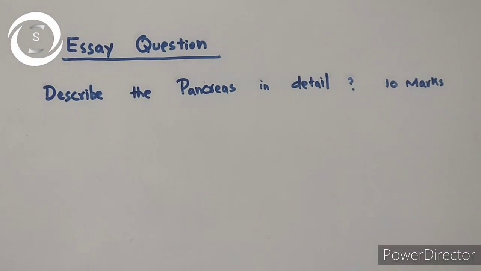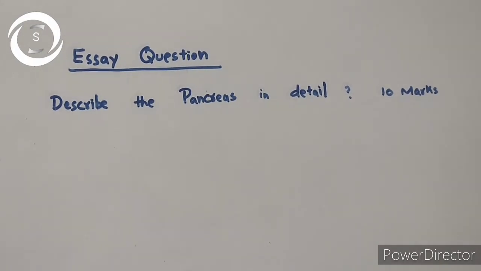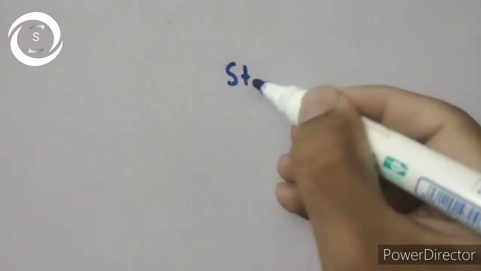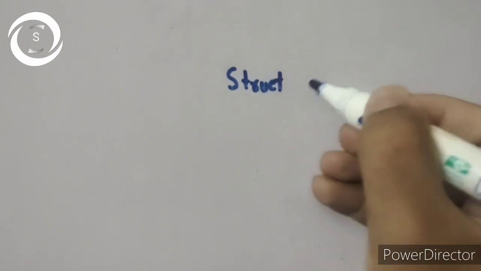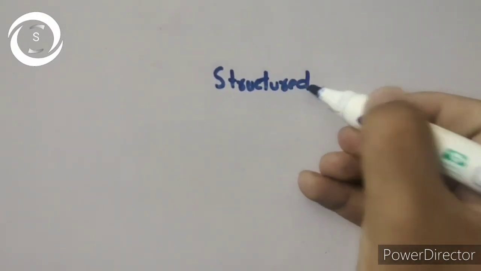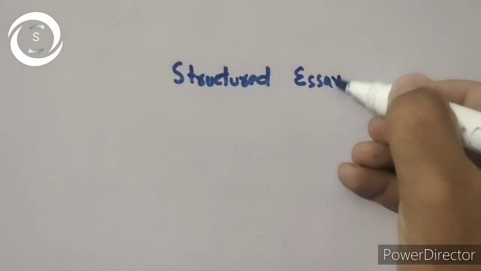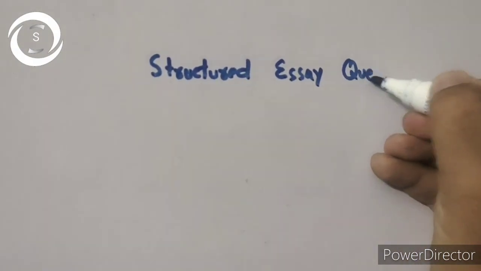Now it is an open-ended question. You can write anything about the pancreas in it and you can get marks. Now how is it different from a structured essay question? The first one is a long essay question or simple essay question, and now it is a structured essay question.